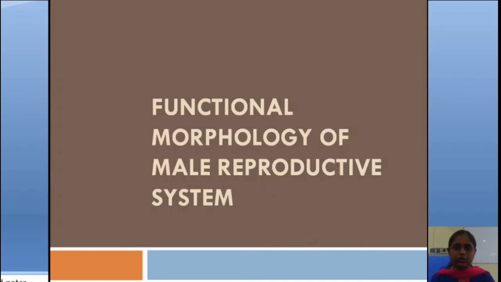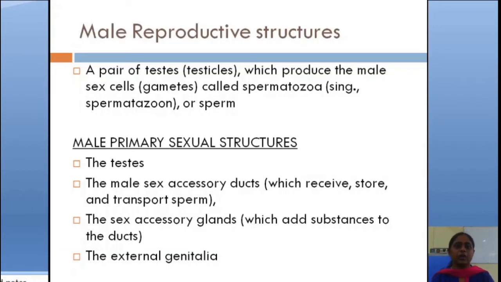Good morning all. Today we are going to study the functional morphology of the male reproductive system. Male reproductive structures include a pair of testes. They are also called the testicles, which produce the male sex cells or gametes. The functional unit of these gametes is called the spermatozoon or the sperm cells.